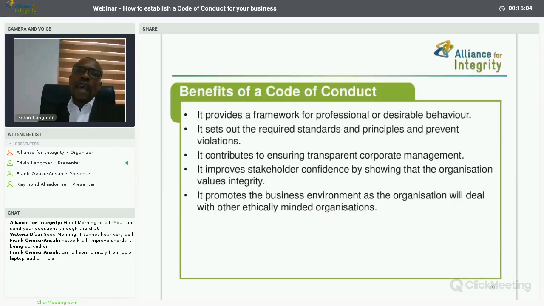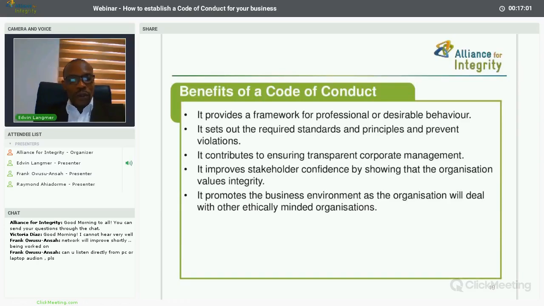Now, these are the benefits of a code of conduct. So, with our knowledge of why we should have a code of conduct, we want to examine the benefits of a code of conduct. The first one is that it provides a framework of professional or desirable behavior. As I intimated earlier, the code of conduct provides a clear framework. It doesn't leave things between the gaps. Employees and other stakeholders are clear in their minds what the organization stands for in terms of ethics, in terms of behavior. So it provides that framework within which employees and stakeholders work.